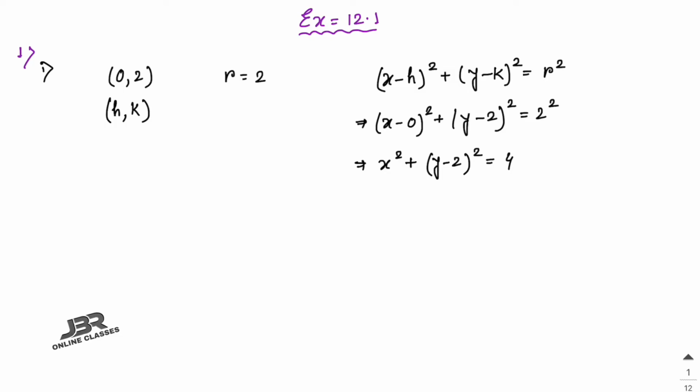Okay, so now you can write here x square, then y square minus 4y plus 4, that one equal to 4. So 4 and 4 cancel out. So here your final answer: x square plus y square, sorry, it's 4y, not 2y, it's 4y. So minus 4y, that one equal to 0. Okay, now the next one.